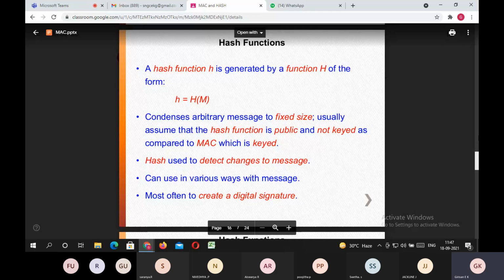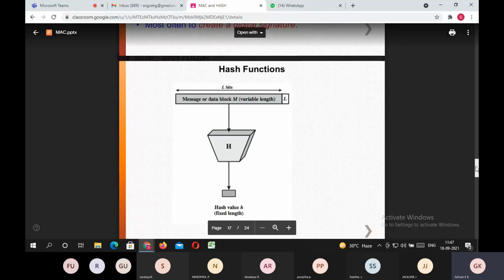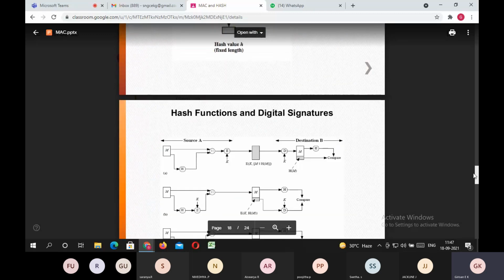Okay, so H is equal to H of M. What is that H? H is a hash code. What is H of M? It is a hash function which we are performing, similar to the MAC. So these two will act as a digital signature for authentication purpose.